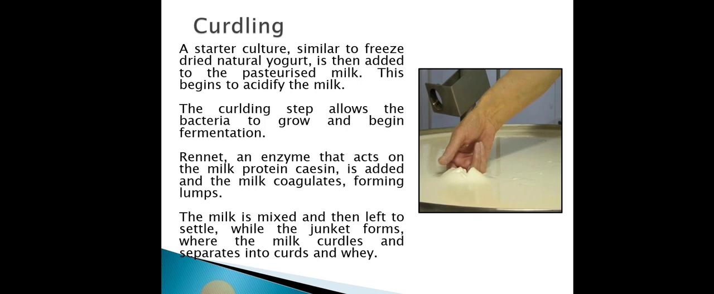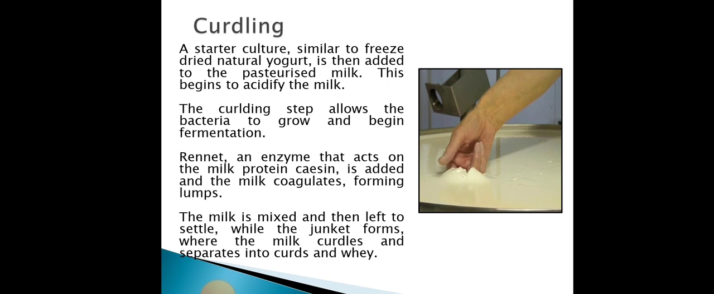Now after the addition of the starter culture, this begins to acidify the milk. The curdling step allows the bacteria to grow and begin the fermentation. Along with the development of acidity, the fermentation process gets started. The rennet is an enzyme that acts on the milk protein, casein, and is added so the milk coagulates. For the purpose of milk coagulation, the rennet enzyme is added, which forms lumps within the milk sample as a result of the coagulation of protein.